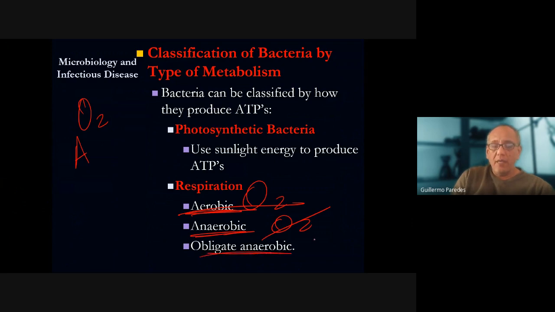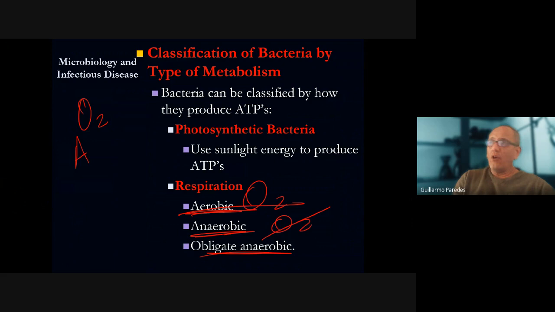Obligate anaerobic means that they don't tolerate even one molecule of oxygen, because oxygen is going to inhibit the cell division. So aerobic, you need an environment with oxygen. If they have low oxygen, they are not growing. Anaerobic, they need to grow without oxygen, I mean, no oxygen in the environment. If you have a little bit of oxygen, they are not going to grow.